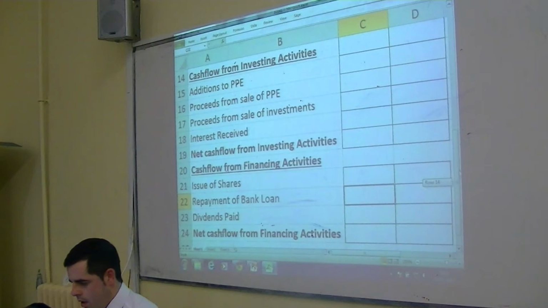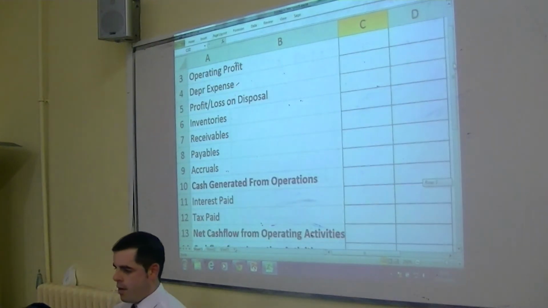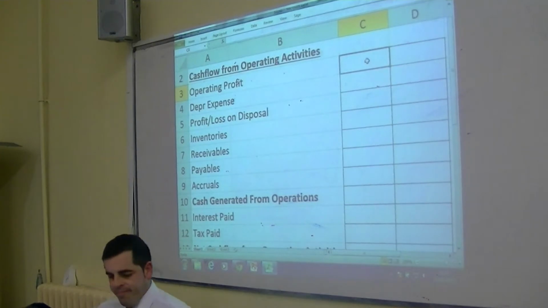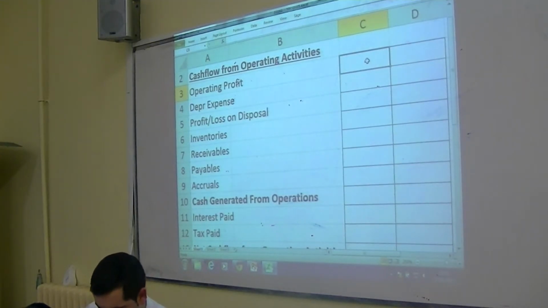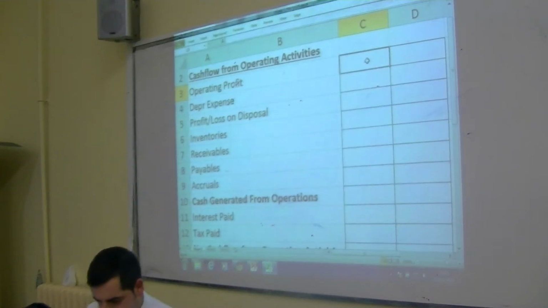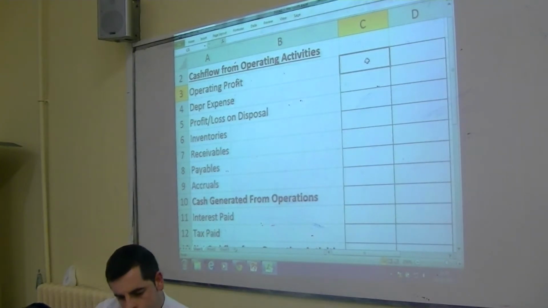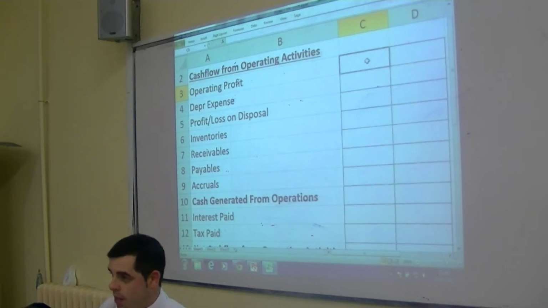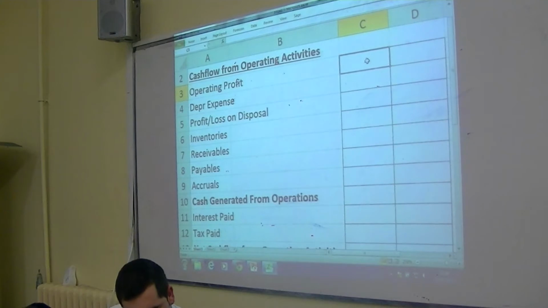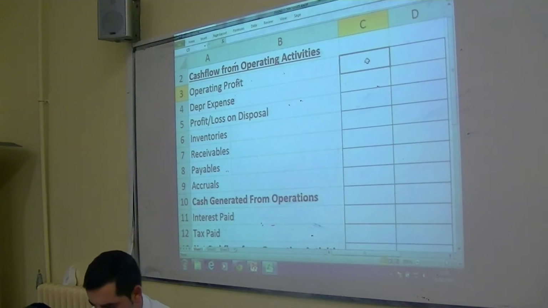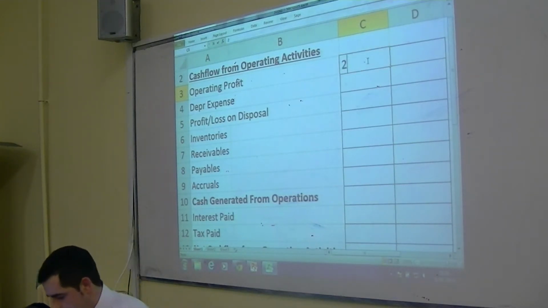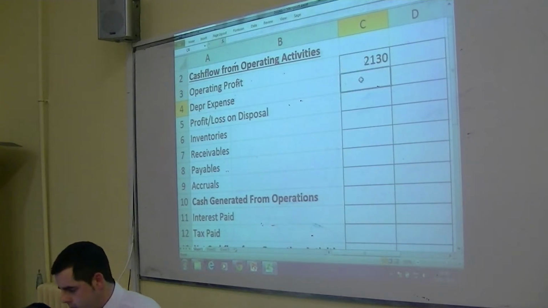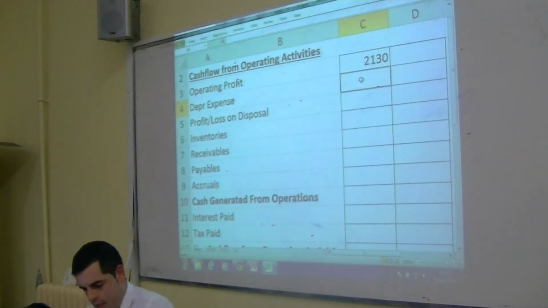Right. So now we'll jump back up to the top and we'll start off with our operating profit. If we look at it there, our operating profit, that's basically our profit before interest and tax. What do you look there? 2130, wasn't it? Yeah? So, 2130. Perfect. Now, the next thing is depreciation expense.